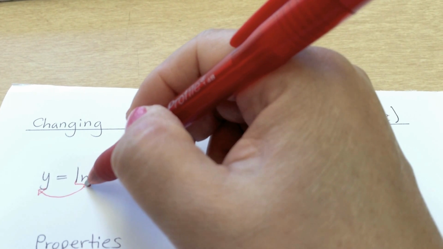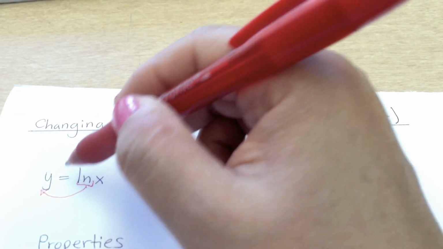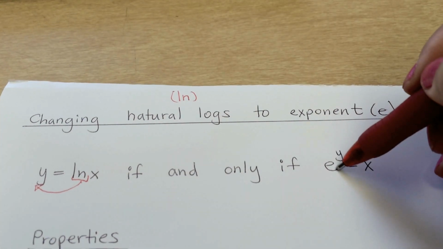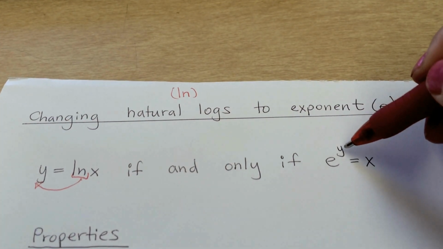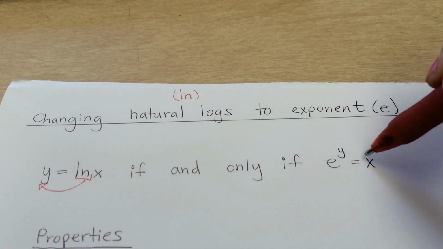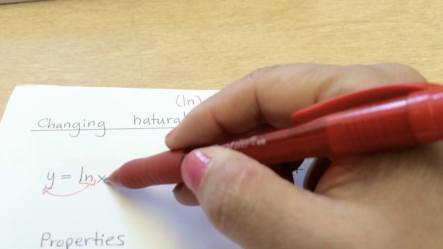Now when ln moves over to the other side of the equal sign, it changes its identity to an e instead. And then the y gets pushed up, just like the other one that we did with the log. It's pushed up and equals x. Now x is that same x as this right here.